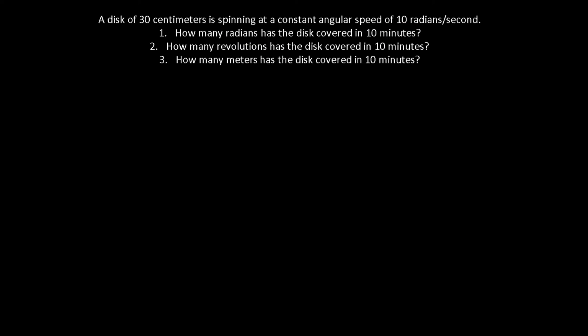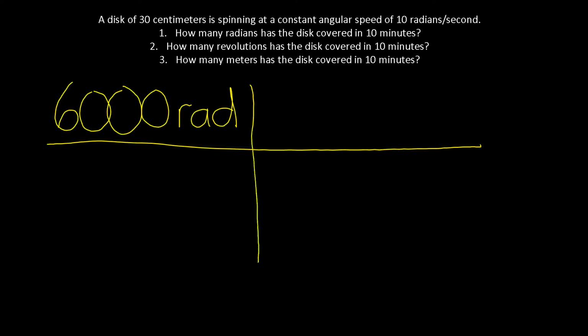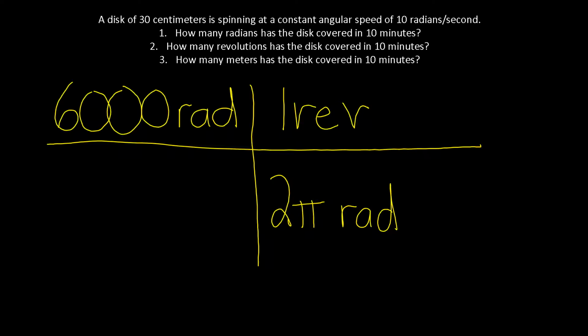The second part of the question wants to know how many revolutions the disk has covered in this 10-minute period. Similar to how we solved the last problem, we are going to use the 6,000 radians, and we want to convert that into revolutions. So 2 pi radians is going to equal 1 revolution.